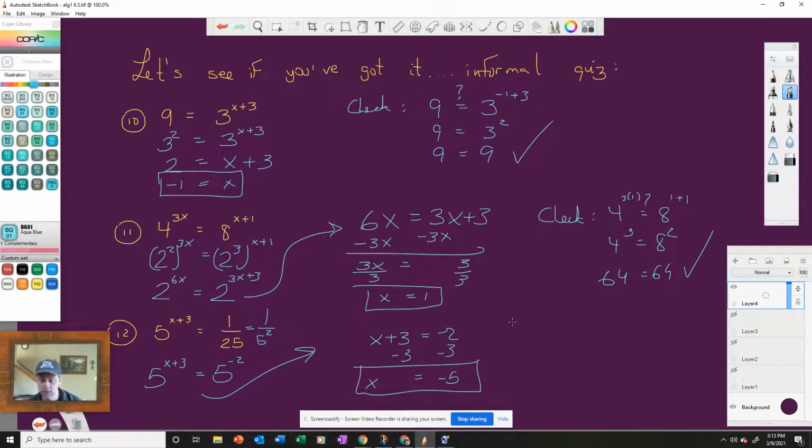And of course, I'll just check it for the sake of completeness. 5 to the negative 5 plus 3, does that equal 1/25? Negative 5 plus 3 is negative 2. And 5 to the negative 2 is, in fact, 1/25. And therefore, it checks out.